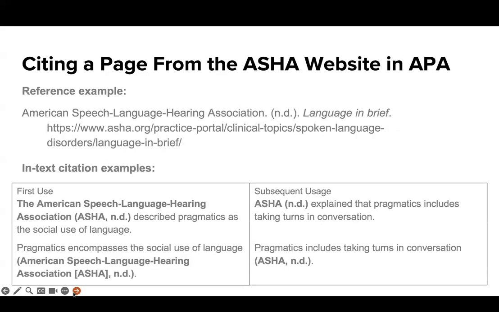First, we're going to look at how to cite a page from the ASHA website in APA format. In this case, we still follow APA's author date format. ASHA, which is actually the American Speech Language Hearing Association, is an organization, but in APA, you can consider an organization as the author if a work doesn't have an individual author. So notice that even though we usually refer to ASHA as ASHA, we need to write out the full name of the organization in the reference. That is an APA rule. Do not use the abbreviation, write out the full name.